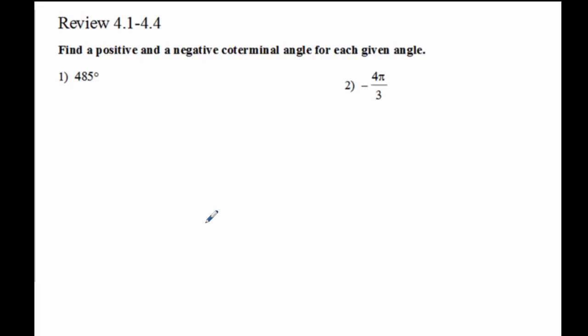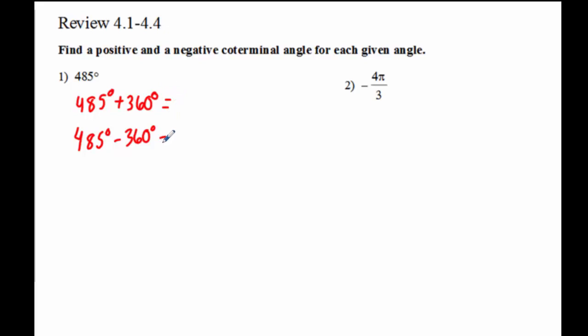So let's do this. On number 1 and number 2, we're finding positive and negative coterminal angles. And the big deal on this is that when we did it on the homework, most of us were good with adding and subtracting 360 for degrees. And then with radians, some of us had more trouble.